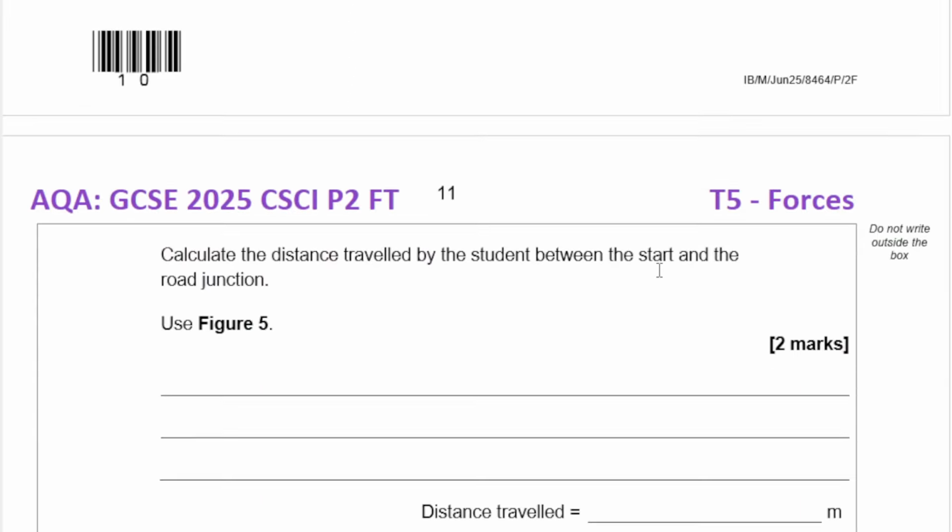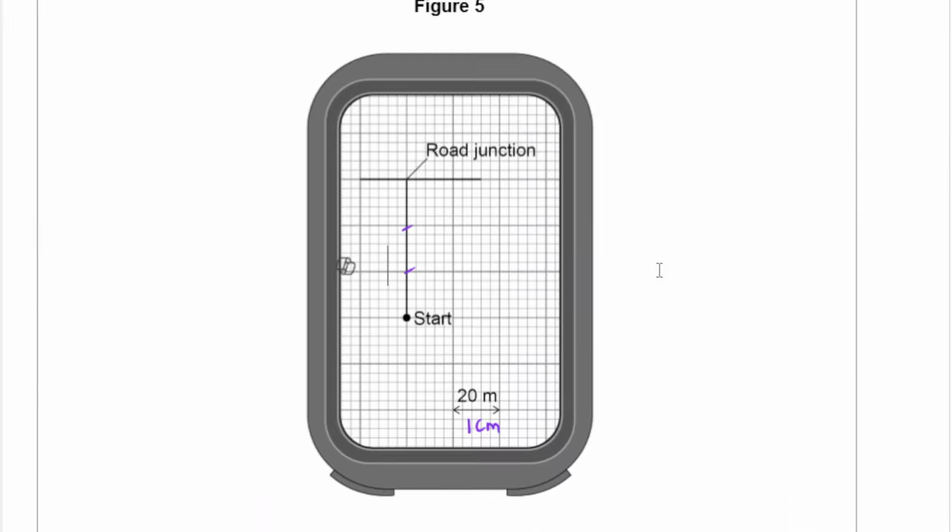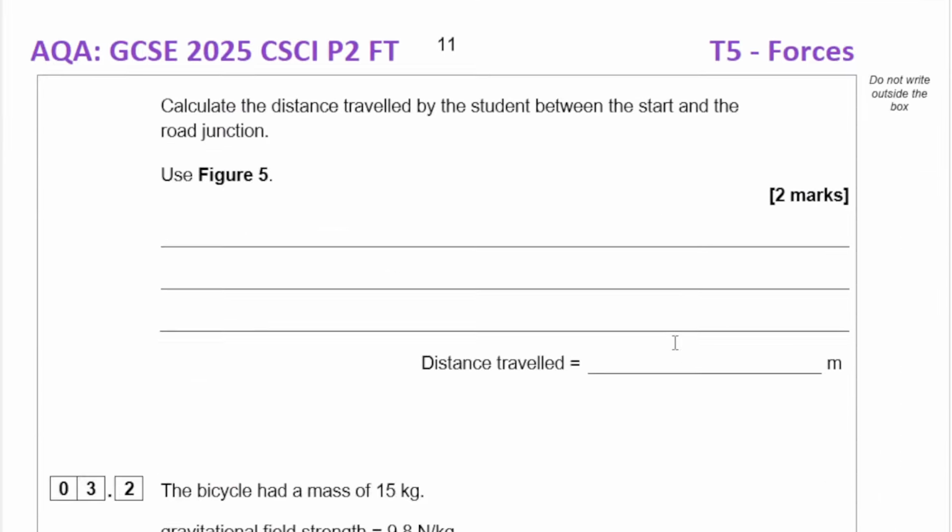Calculate the distance traveled by the student between the start and the road junction. There you go. So between the start and the road junction, that's 20 meters, 20 meters, and 20 meters. So altogether, it's 60 meters. So that is 3 times 20. You don't really need to show the working for this, right? That's 60 meters.